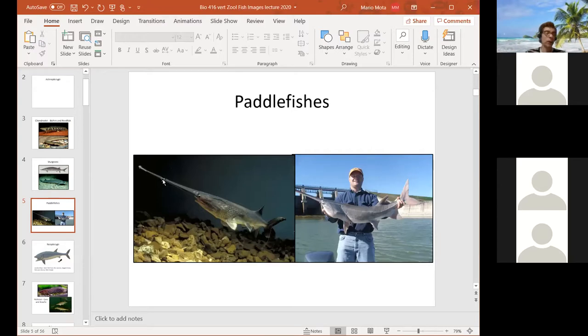The one from China that they think is extinct, it's because China built this big dam right in the area where this paddlefish lived, so they haven't seen any records of them. They think it just went extinct.